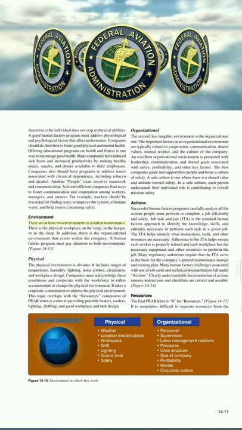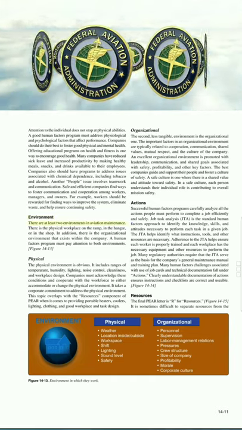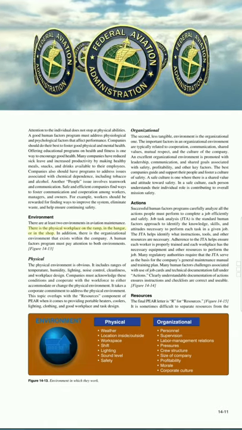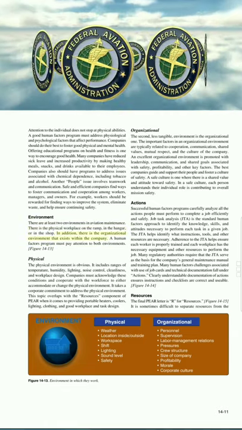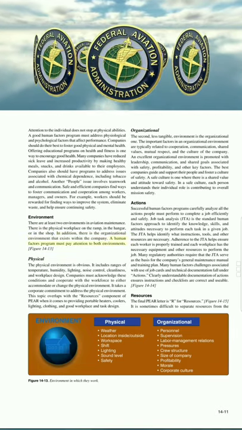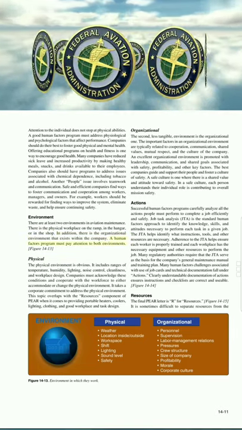Environment. There are at least two environments in aviation maintenance. There is the physical workplace on the ramp, in the hangar, or in the shop. In addition, there is the organizational environment that exists within the company. A human factors program must pay attention to both environments.